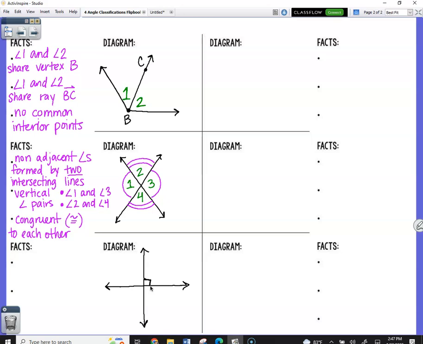We do need to label these. We're going to call it AC and DB. So we got A. So I'll give you another 30 seconds to label yours.